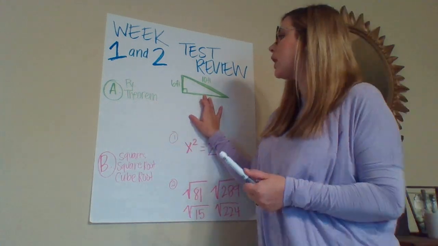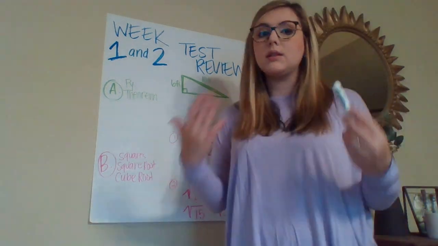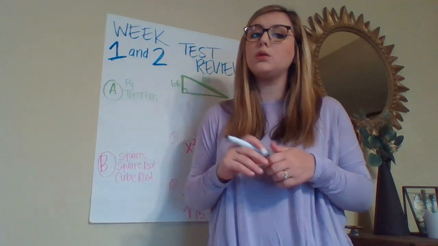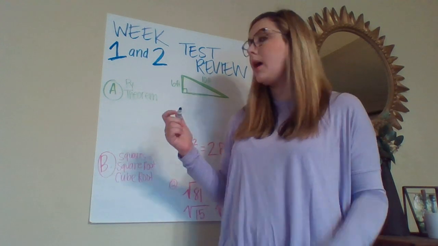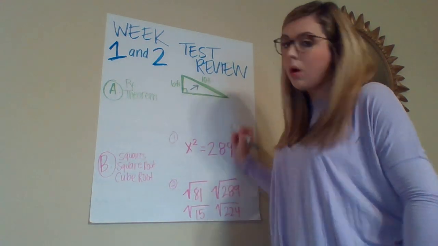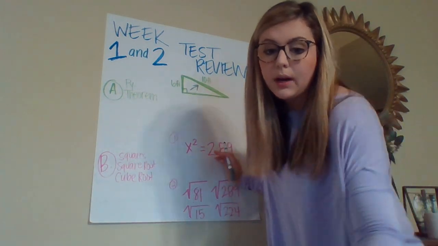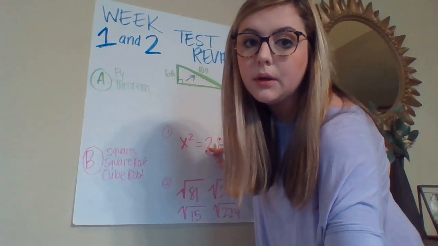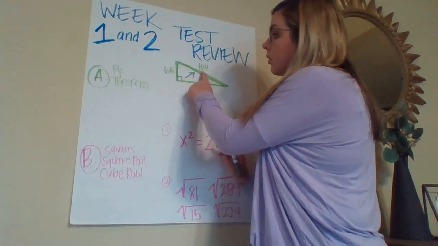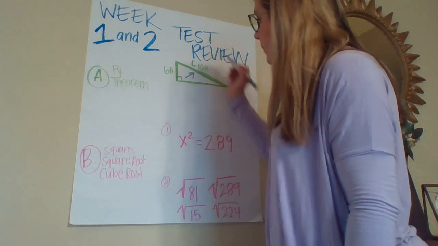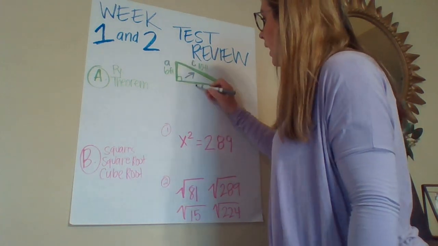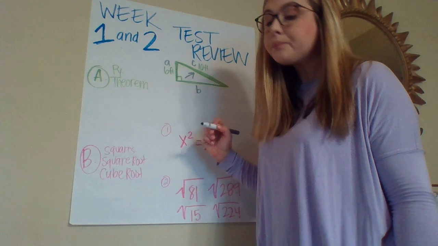So when we talked about the Pythagorean theorem, the first thing that we would do would be to assign sides and find our hypotenuse. And we know our hypotenuse is always across from the right angle. So I know that this is my C, and I know that this is my A and my B.